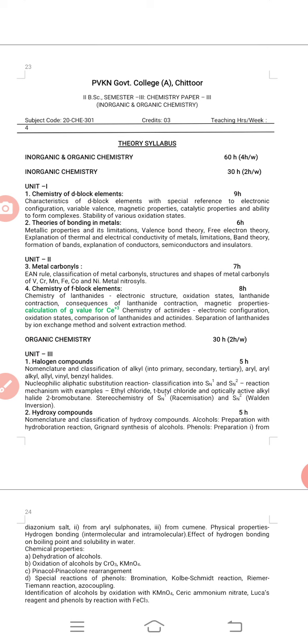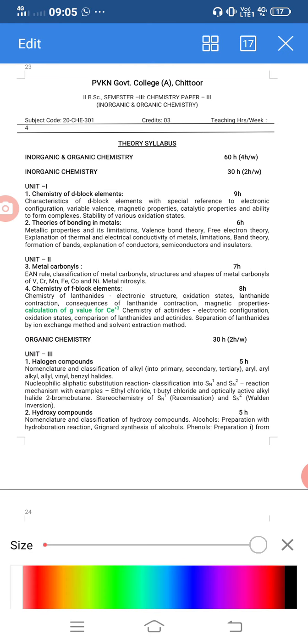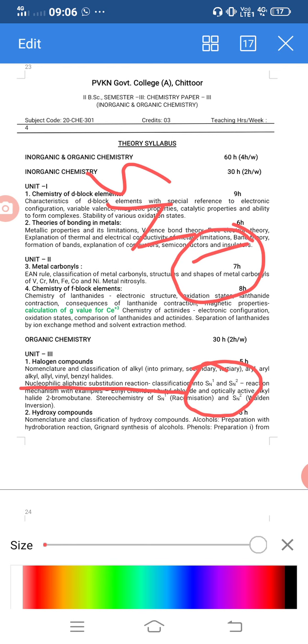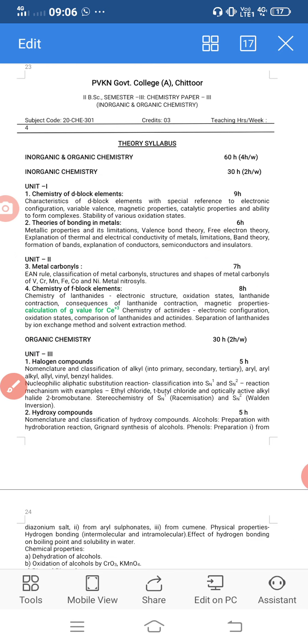In examinations, nucleophilic aliphatic substitution reaction is very important, in theoretical and competitive examinations. Already you know what SN1 is. SN1 means unimolecular nucleophilic substitution reaction. SN2 means bimolecular nucleophilic substitution reaction. That is the SN1 and SN2 reaction.